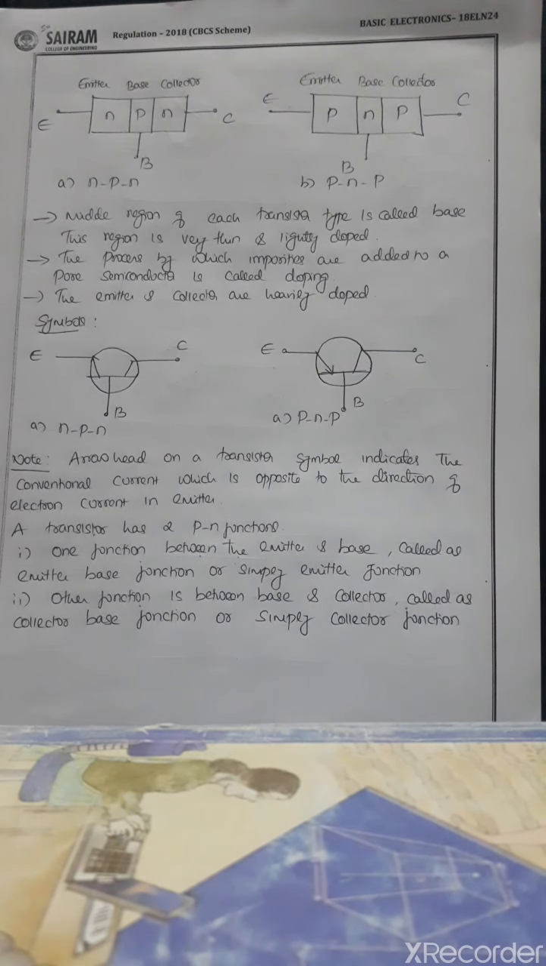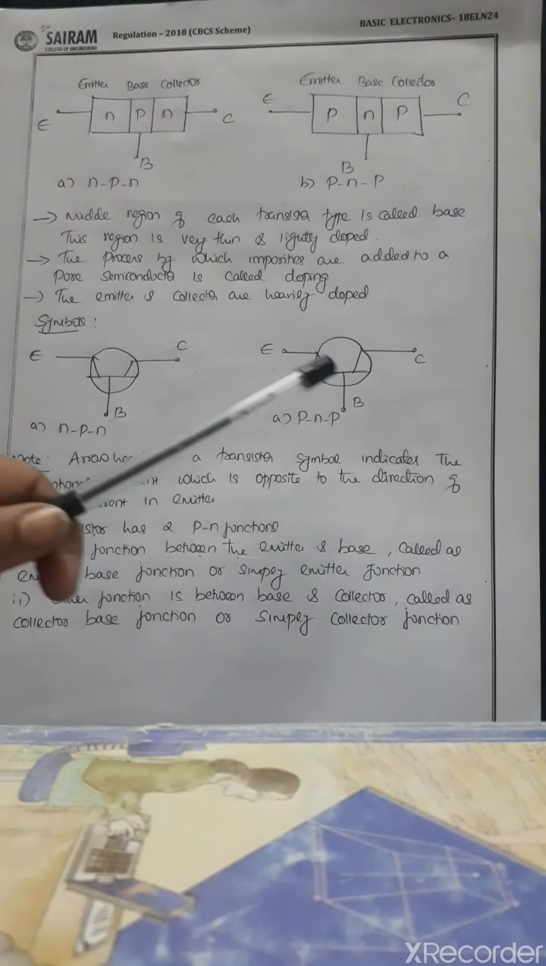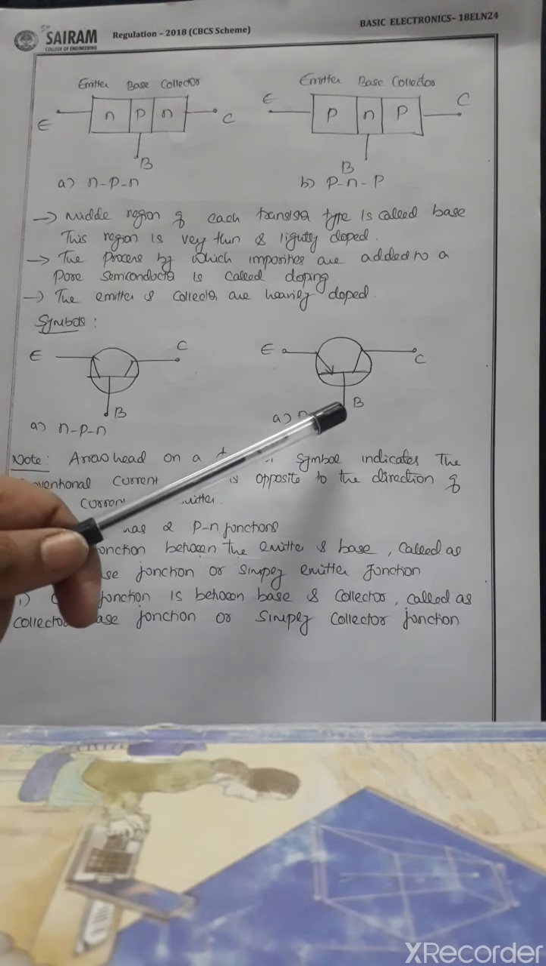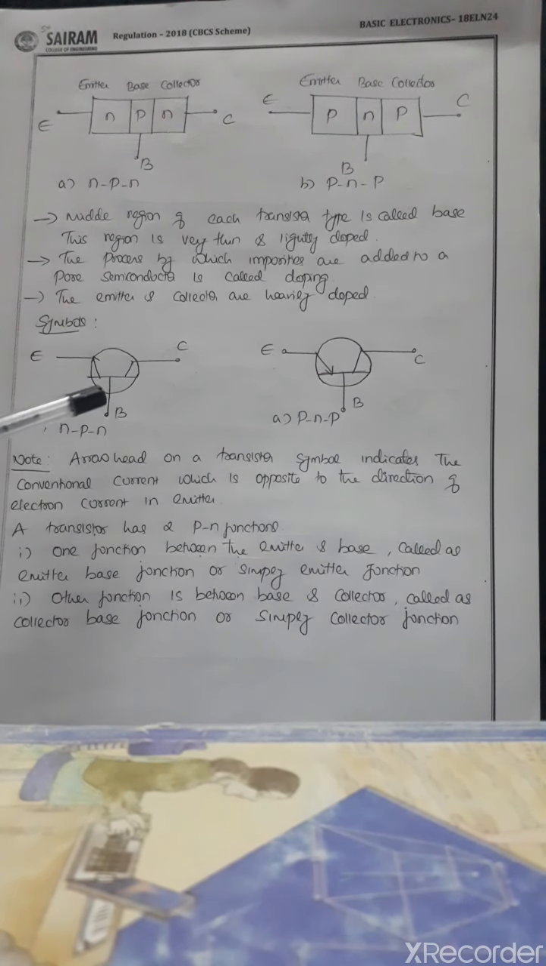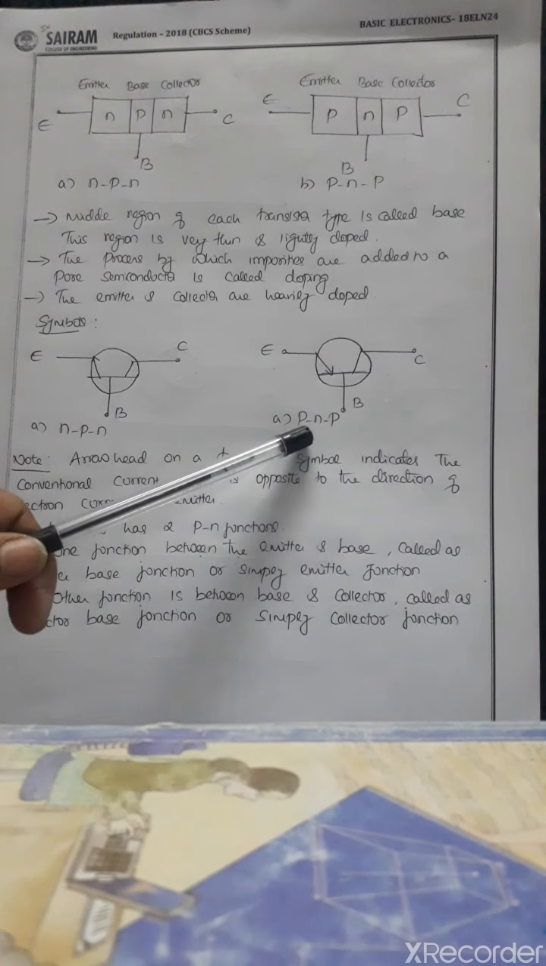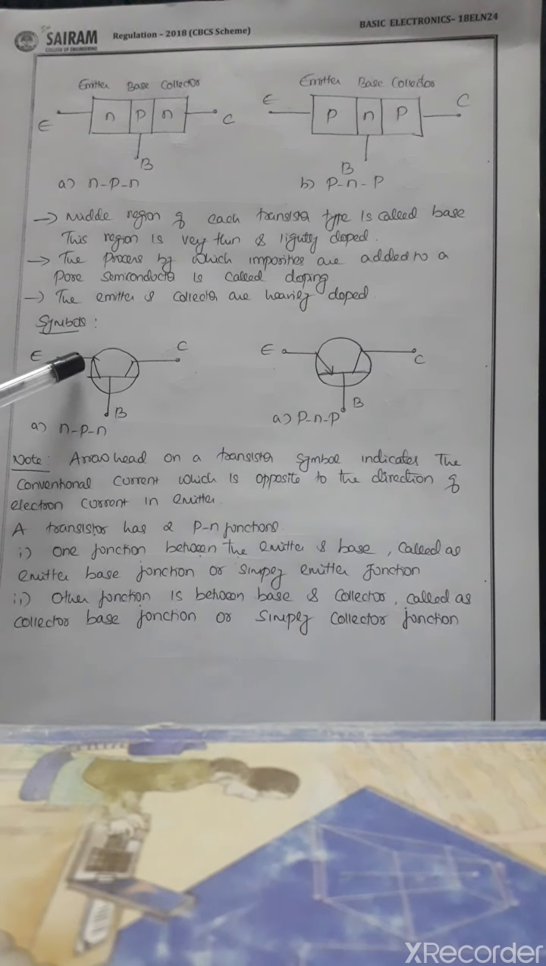Good morning, students. In the last class, we saw the symbol of an NPN transistor and a PNP transistor. Basically, the transistor is a three-terminal device: emitter, base and collector. Even for a PNP transistor, it is emitter, base and collector. We differentiate the NPN and PNP transistors with the help of the arrow.